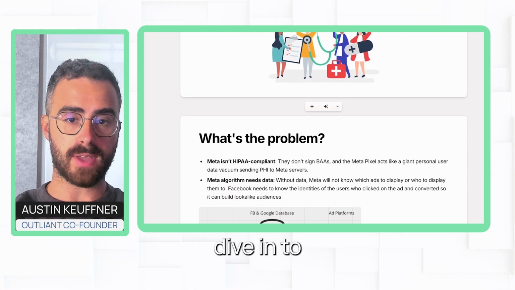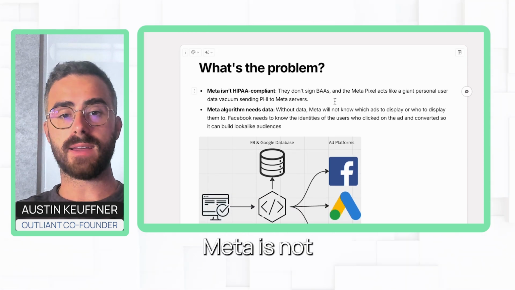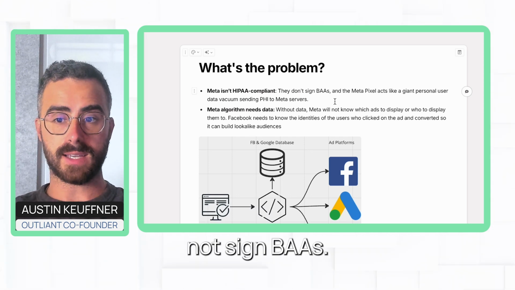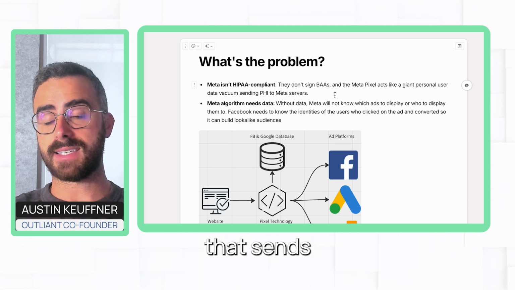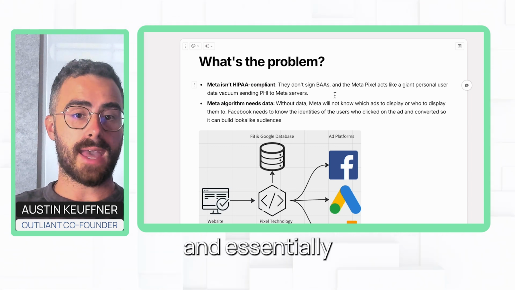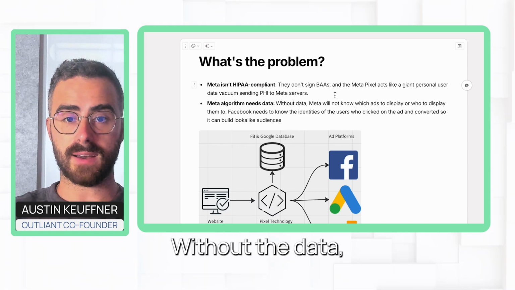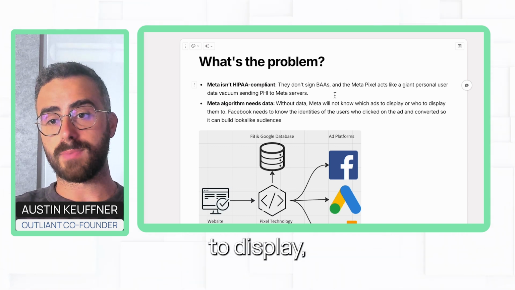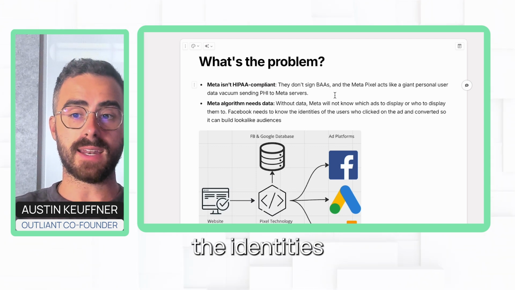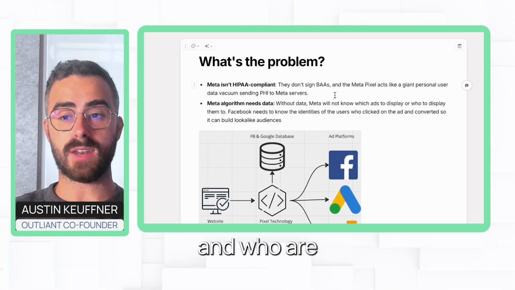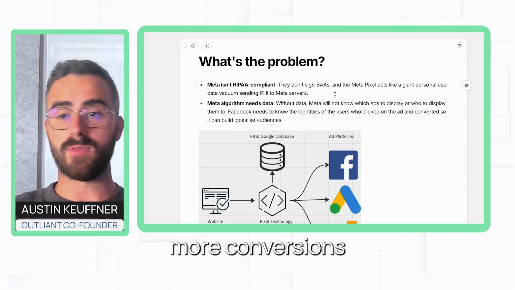So let's go ahead and dive into what is the problem. Well, the problem first and foremost is that Meta is not HIPAA compliant. They will not sign BAAs, and the Meta Pixel acts like a giant personal user data vacuum that sends PHI to the Meta servers. Essentially, the reason they do that is because the Meta platform needs data. Without the data, Meta will not know which ads to display, or who to display them to. So Meta and Facebook really need to know the identities of the users who are clicking on your ads and who are converting, so that the algorithm can optimize and give you more conversions at a lower cost per conversion.